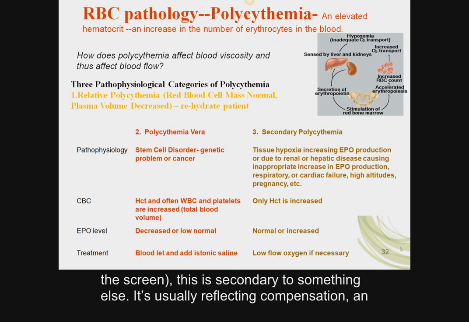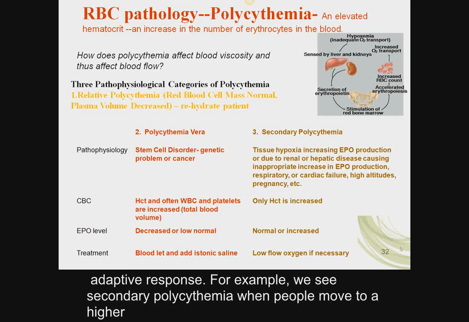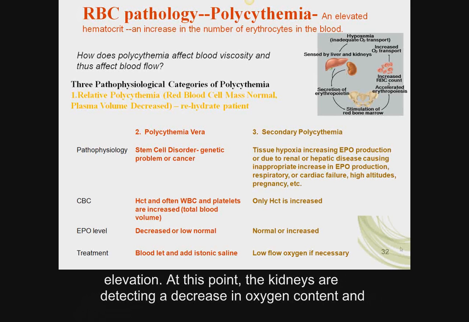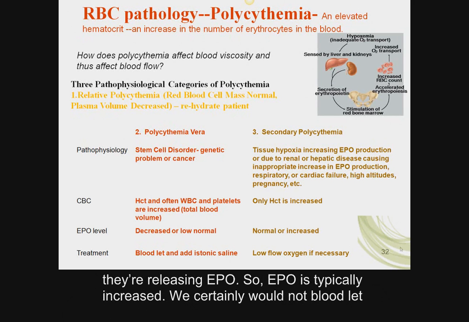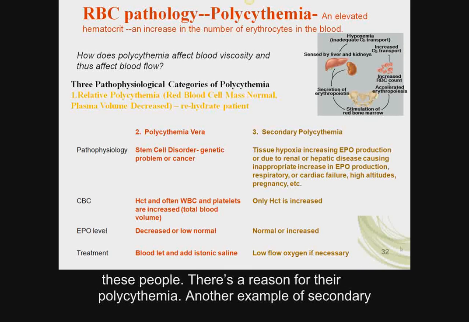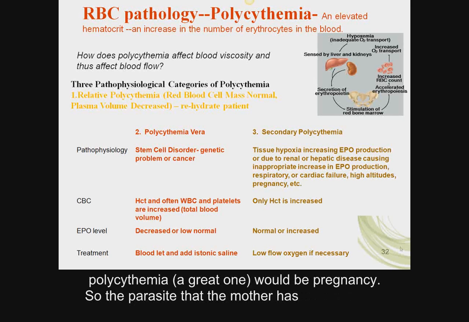Secondary polycythemia, I'm jumping to the right of the screen, is secondary to something else. It's usually reflecting compensation or an adaptive response. For example, we see secondary polycythemia when people move to a higher elevation. At this point, the kidneys are detecting a decrease in oxygen content and they're releasing EPO. So EPO is typically increased. We certainly would not bloodlet these people. There's a reason for their polycythemia.